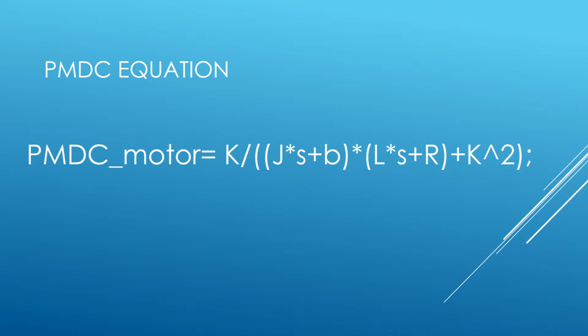The equation used to model this permanent magnet direct current motor is K over (J times S plus B) times (L times S plus R) plus K squared. This formula came from a block diagram of a DC motor.